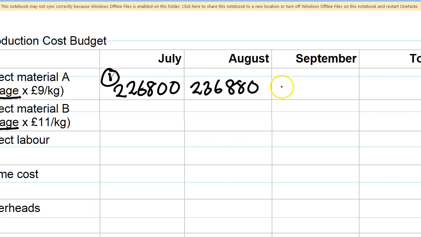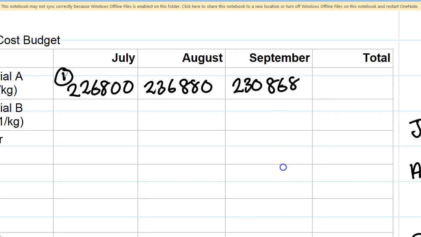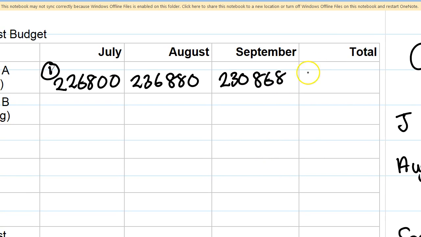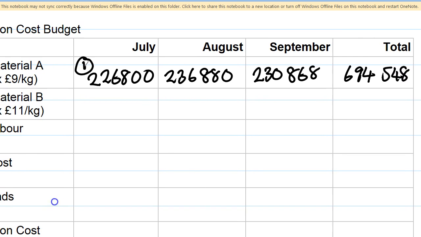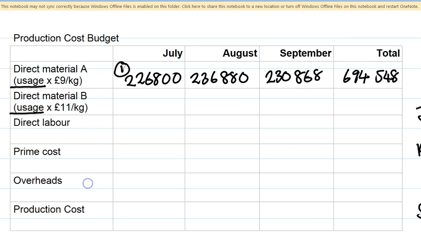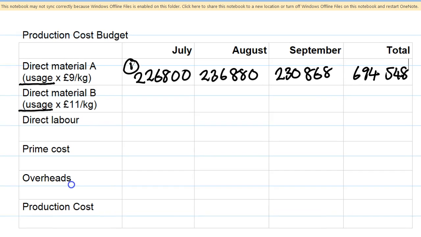And then for September, the 230,868, and in total, if you add those up, 964,800 548. So for material A, we've got all our figures in our production cost budget. You do exactly the same with material B and you'll have exactly the same working.